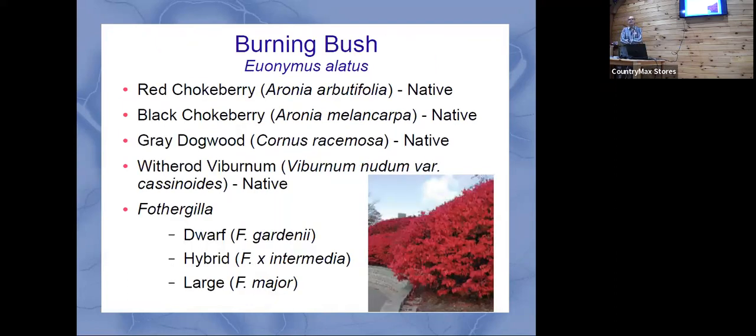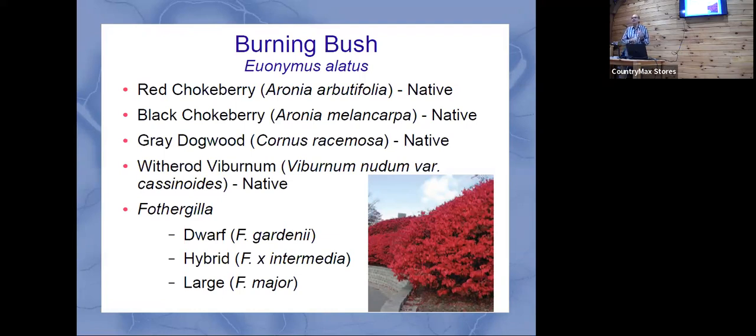Burning bush is the other one that probably at least several people in your audience have, because it was a go-to plant for landscaping throughout the 80s and even the 90s. Burning, because it has the lovely red foliage in the fall. Everybody loved having burning bush. It was introduced from Asia, a very popular landscape plant.